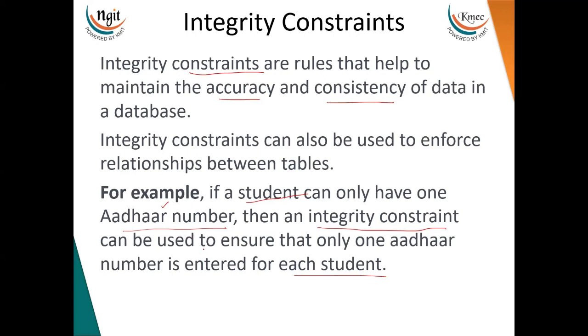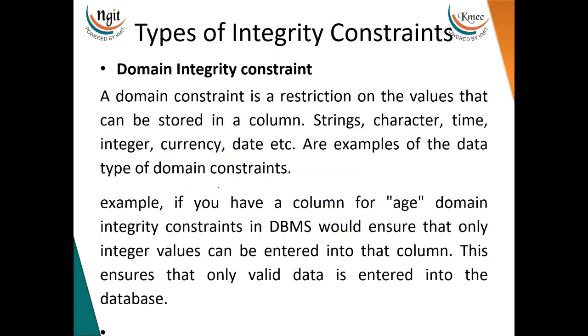Now let us see different types of integrity constraint. Namely, we have domain integrity constraint. Now, what is a domain integrity constraint? Domain is nothing but an attribute, or in other words, a column name. A constraint is a condition or a rule. It is applied for any of the columns such that whenever the user is inserting values for that column name, ensure that the values are valid.